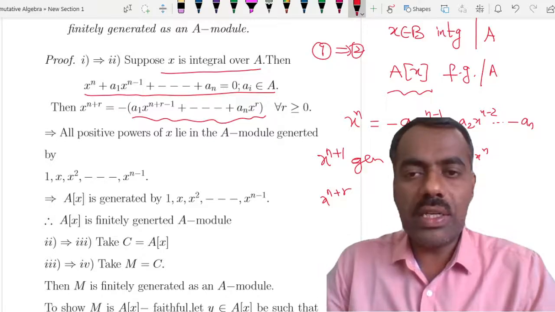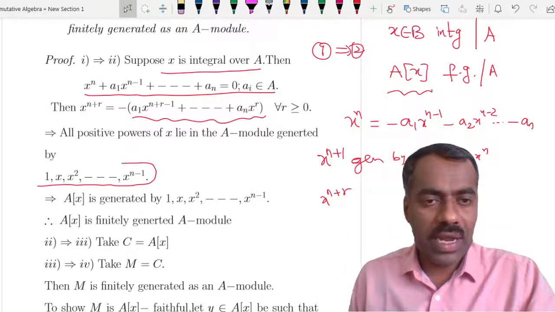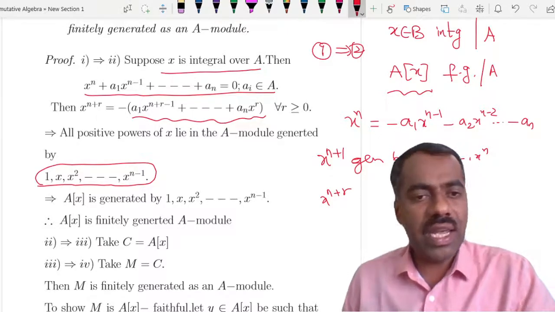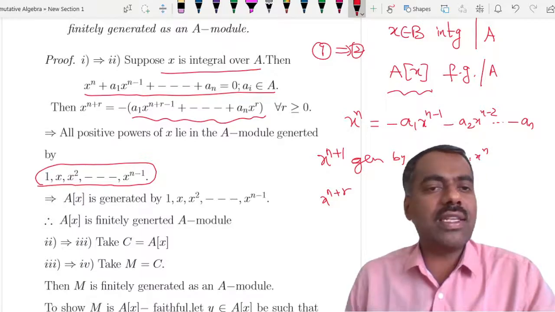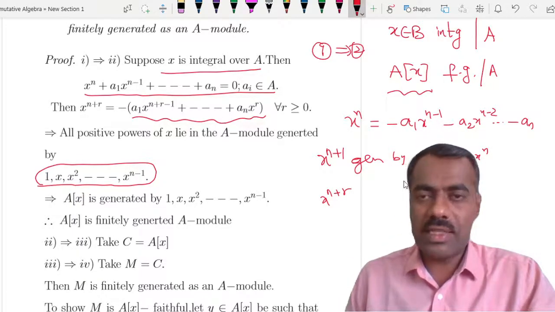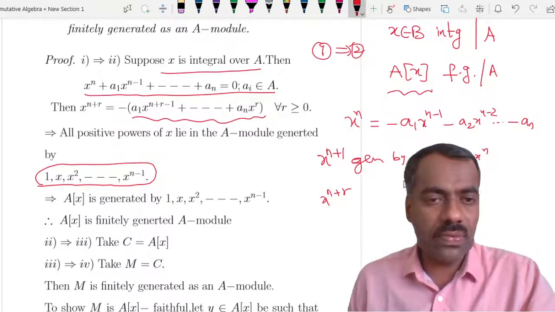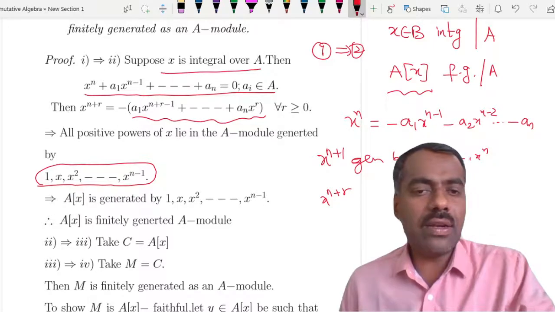Observe that if we have 1 up to x^(n-1), then we can generate x^n, and once you have x^n, then using x up to x^n we can generate x^(n+1) and so on. So any positive power of x we can generate using these values. That shows that A[x] is finitely generated as an A-module.